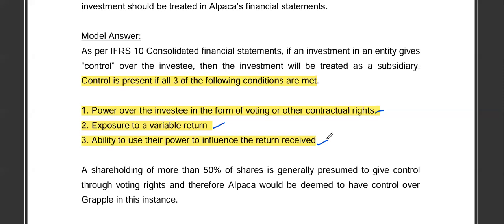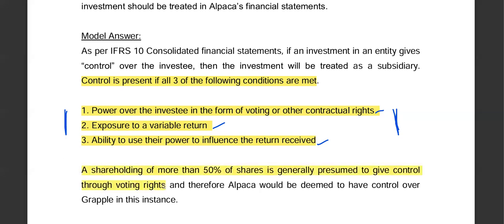But remember, you could be required to discuss these 3 aspects in detail if the examiner decides to focus specifically on how we determine if control is present or not. But remember, generally, if you have a shareholding of more than 50%, it is presumed to give you control in the form of voting rights.